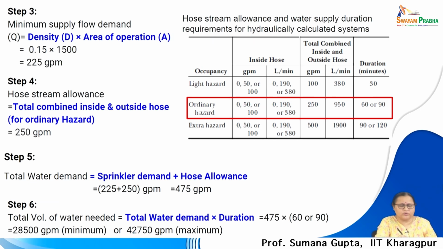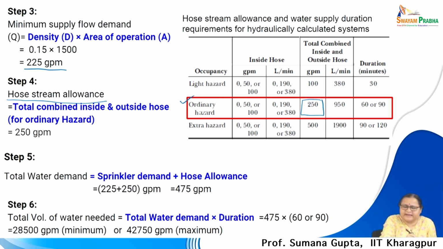So, what will be your water demand? 0.15 into 1500 gallons per minute, which is 225 gallons per minute. Now, what was our hazard type? It was ordinary hazard, and so what additional water or the hose stream allowance, that means the hose will contain some water or the pipe will contain some water. So, that standard water which will be required for ordinary hazard is 250 gallons per minute.